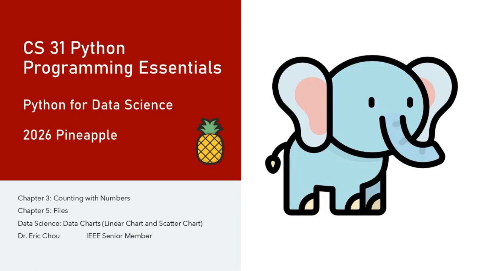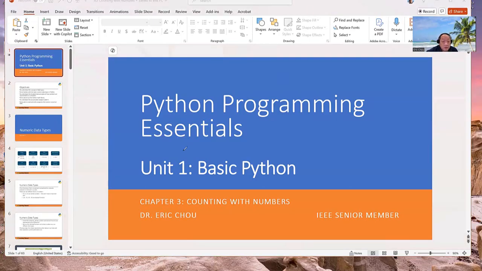Okay, so last week we got started with Python for data science and Python programming essentials. So this is level 1 Python. We did a brief Python overview of the Python language. Now we go into Python for data science.